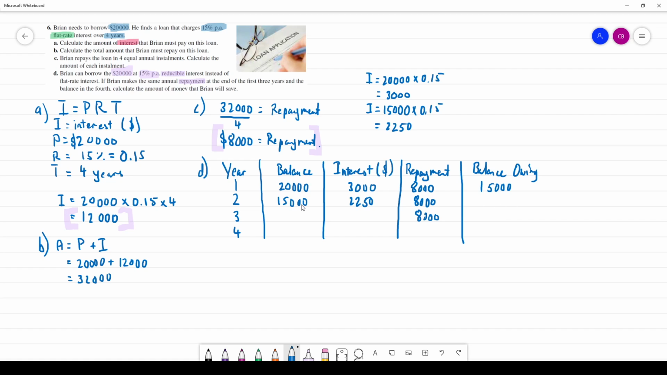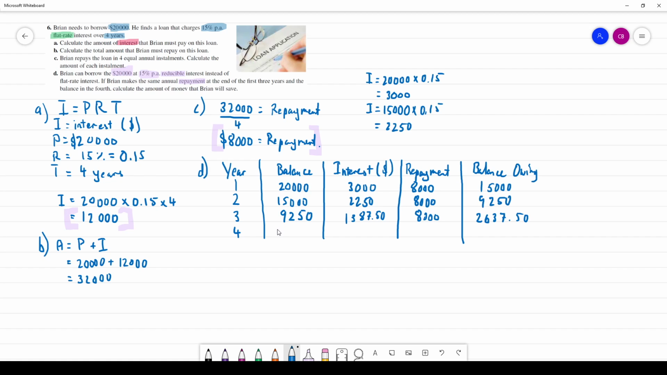Balance owing, same thing again. Balance plus interest minus repayment would be 9,250. And the balance at the beginning of year 3 is the same as the end of year 2. Our interest, we can calculate that again. And if you put that in your calculator, it'll be 1,387.50. Repayment still 8,000, and balance owing, that'll be 2,637.50.